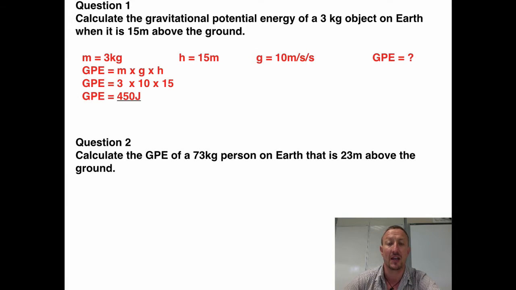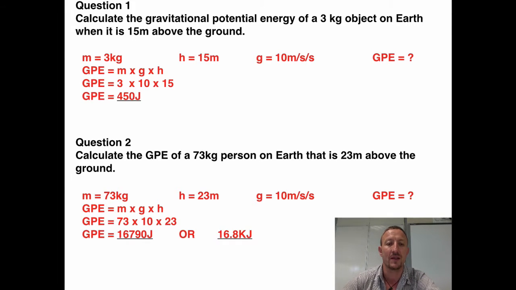How did you do? Did you get it right? Good on you. Well done. Okay, well, let's look at question 2. So we've got a person who's 73 kilos on Earth, 23 meters above the ground. So mass is 73 kilograms, height is 23 meters, gravity is 10 meters per second. All the units are fine, and we're finding GPE.